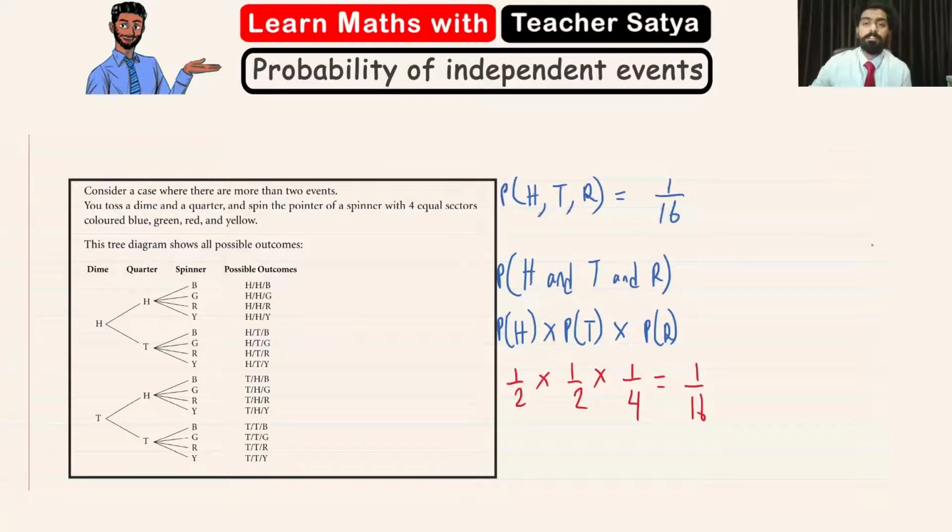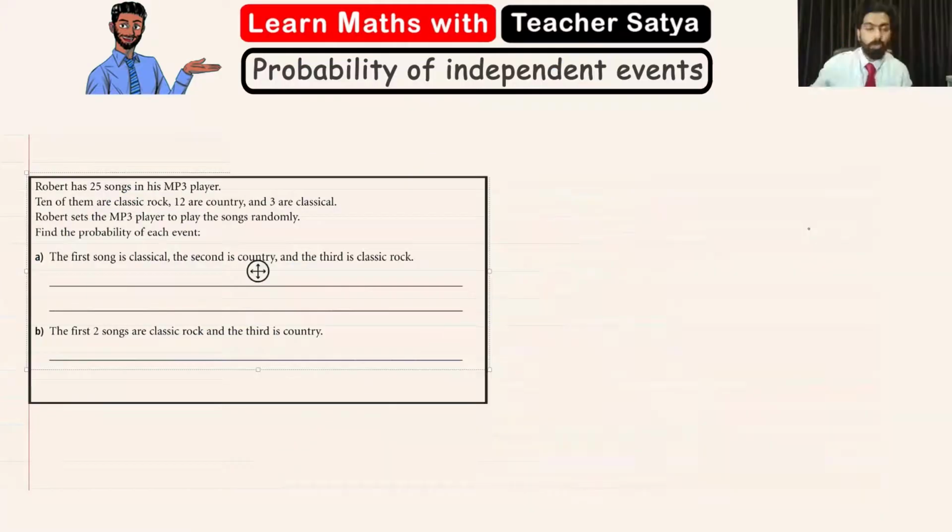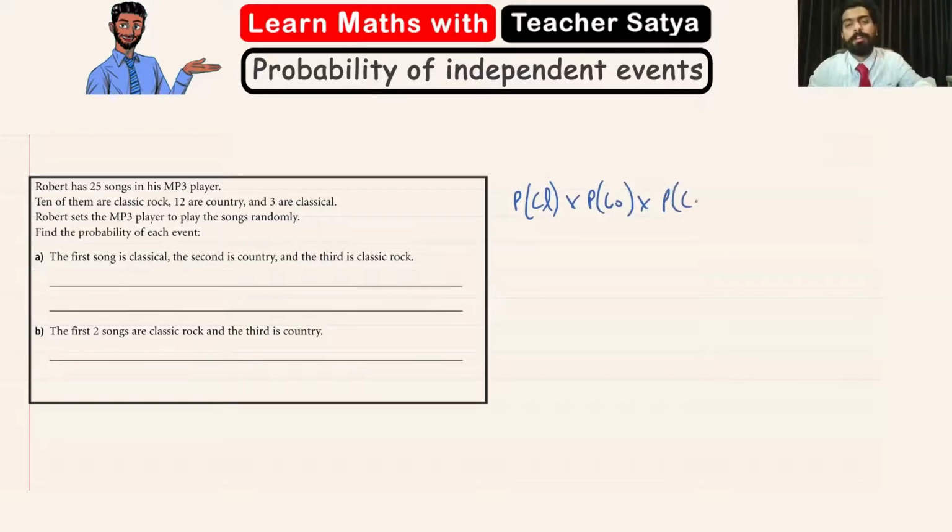All right, guys, now let's go ahead and solve a question. Robert has 25 songs in his MP3 player. 10 of them are classic rock, 12 are country and 3 are classical. Robert sets the MP3 player to play the songs randomly. They're asking, what is the probability that the first song is classical, followed by the second song being country, followed by the third song being classic rock, right, guys? So let's write the probability down.